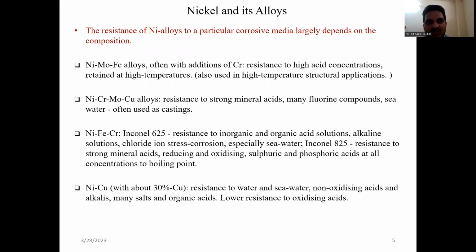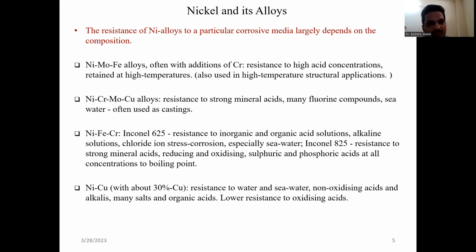Nickel, chromium, molybdenum and copper alloys are used with mineral acids, many fluorine compounds and seawater. Also nickel, iron, chromium alloys like Inconel 625 have resistance to inorganic and organic acid solutions, alkaline solutions, and chloride ion stress corrosion, especially in seawater. Inconel 825 has resistance to strong mineral acids. It is useful for reducing and oxidizing sulfuric and phosphoric acids at all concentrations.